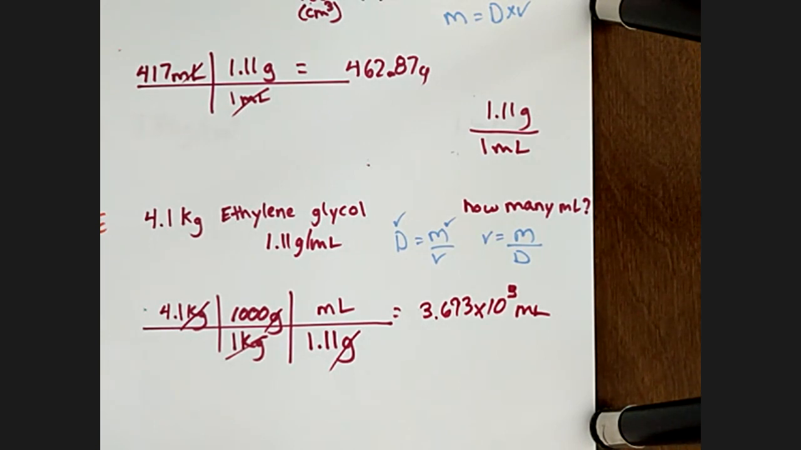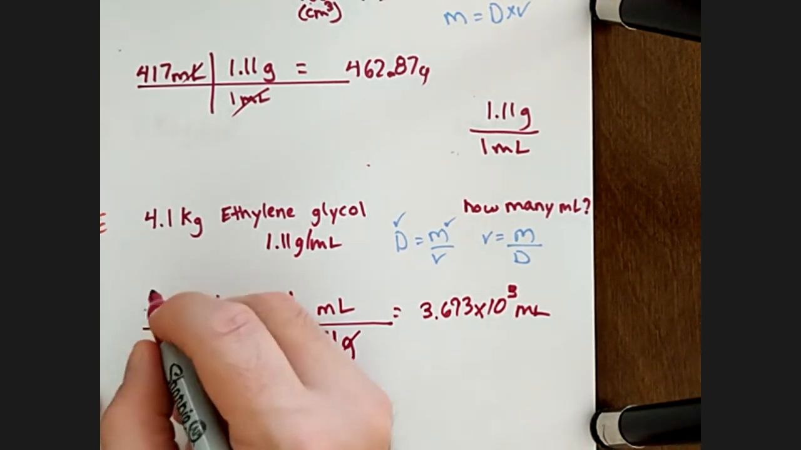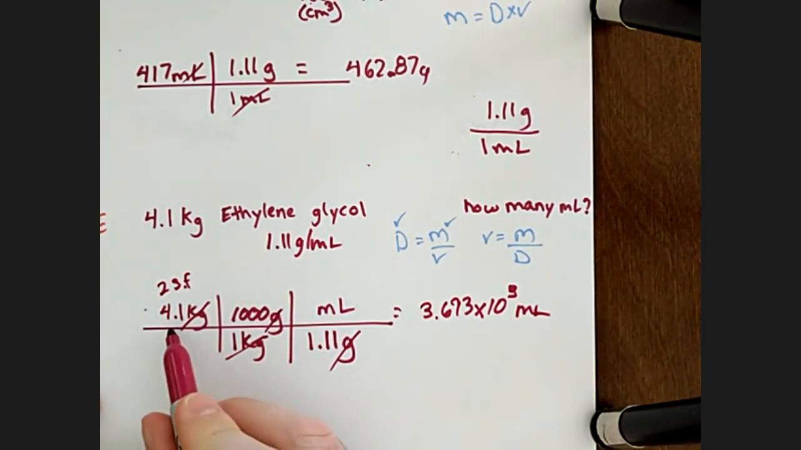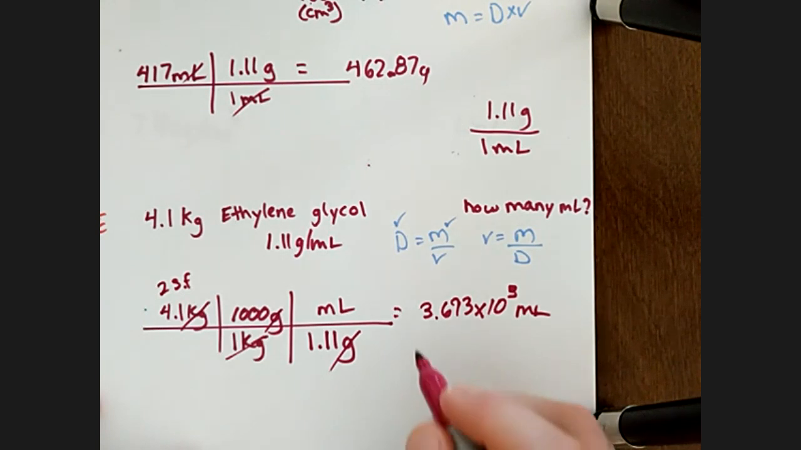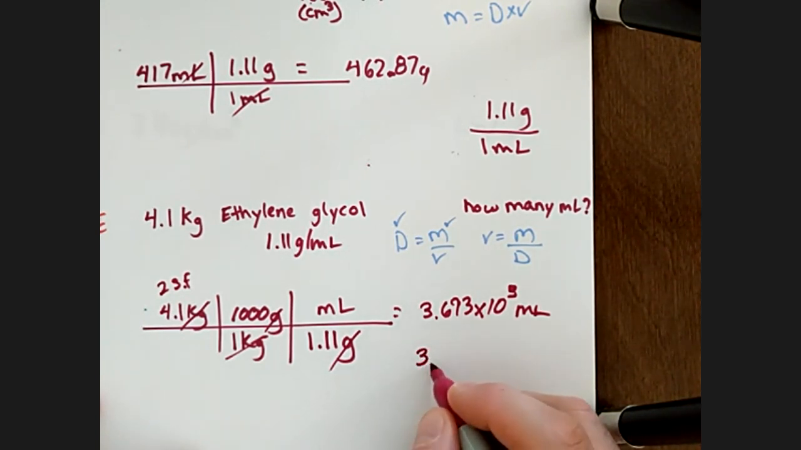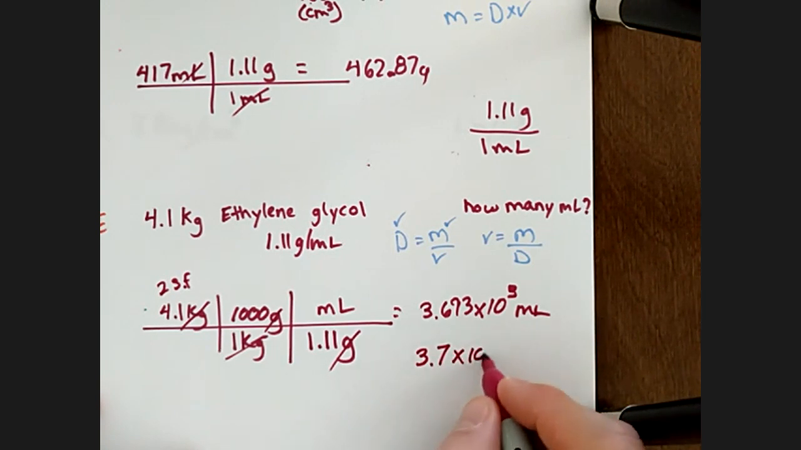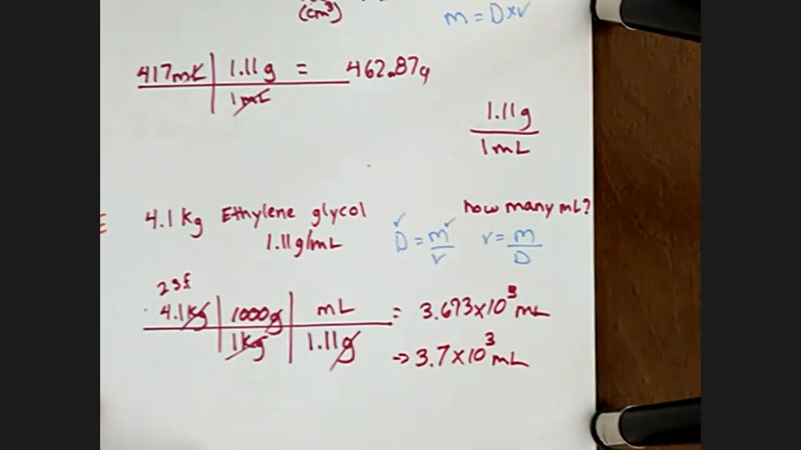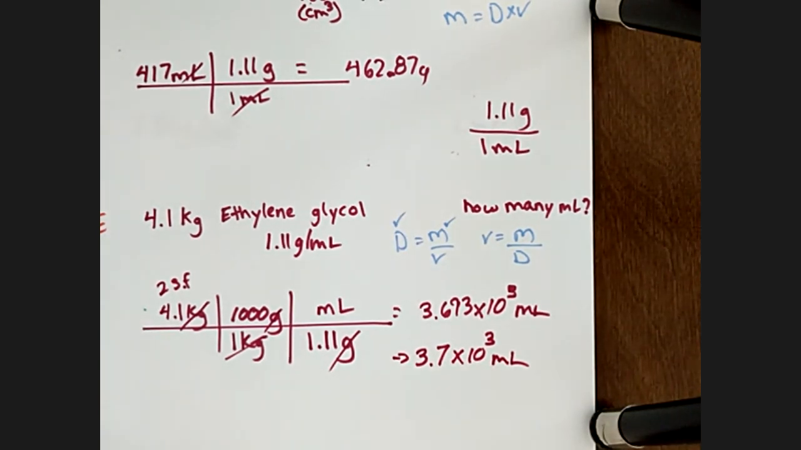Okay, now if we were paying attention to sig figs, this one has 2 significant figures, so then our answer would probably have 2 significant figures, and so it would probably really be 3.7 times 10 to the third milliliters would probably be the more accurate answer if we were doing this more precisely.